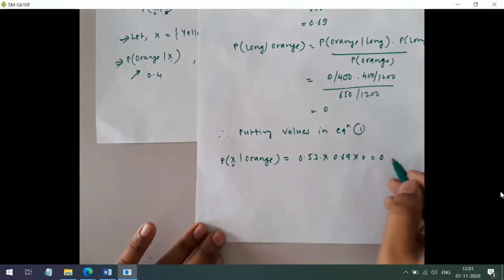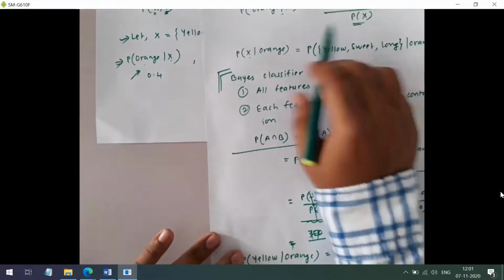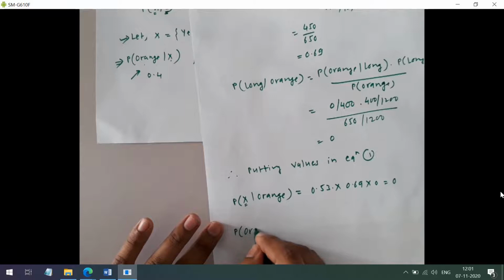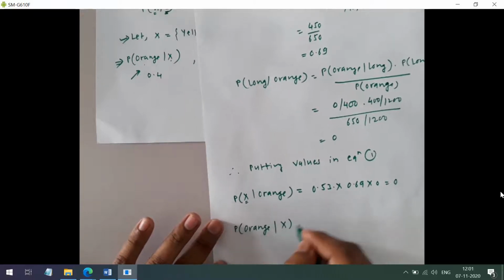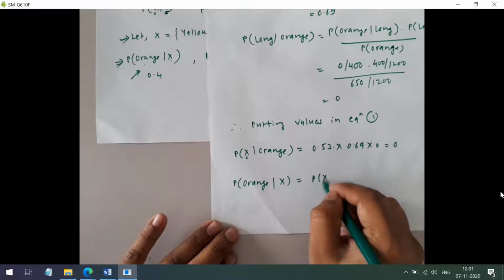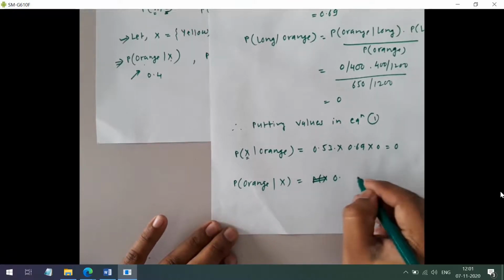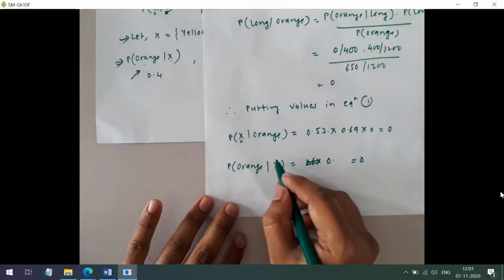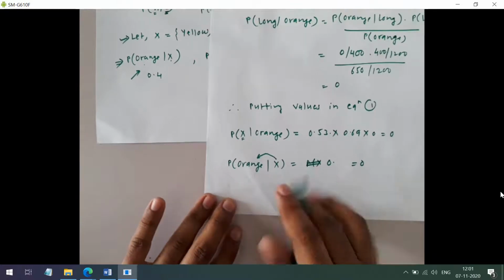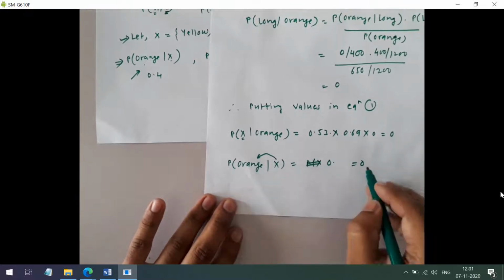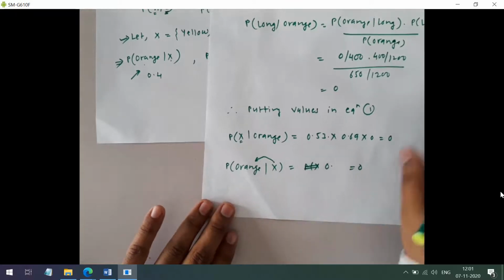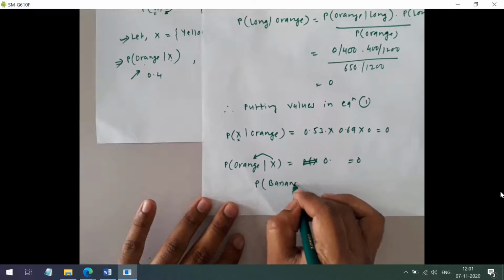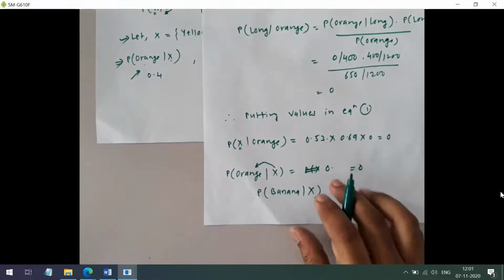So we will put this value in the equation here. Probability of orange given x equals probability of x times 0, which is 0. 0 into anything is 0. So what is the meaning of this? The probability of x belonging to orange is 0. Then similarly we have to find the probability of banana given x. So we will calculate that.